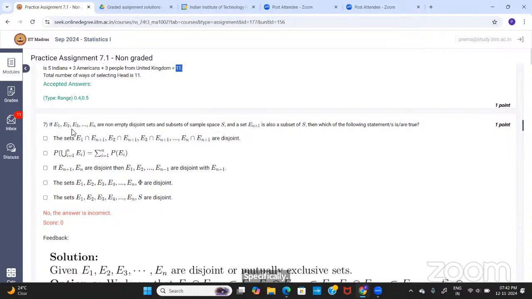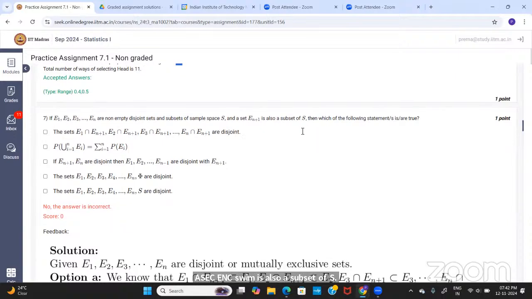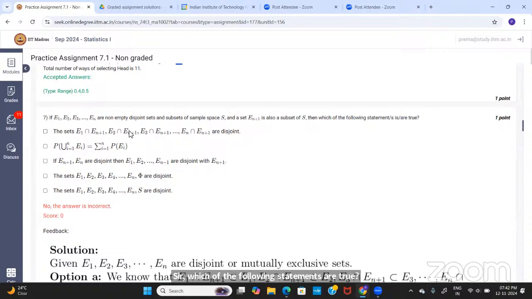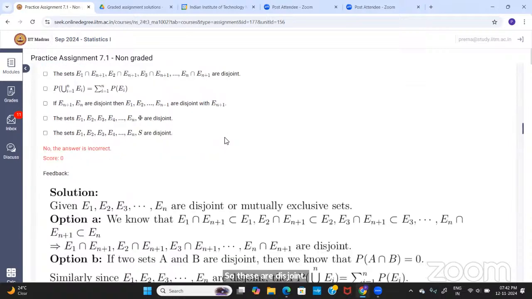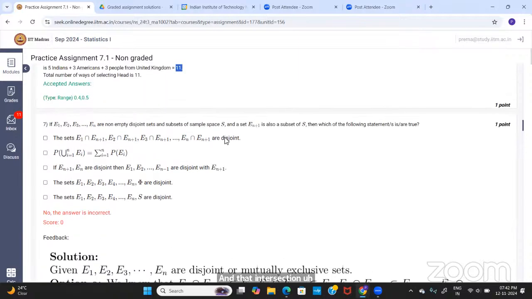So E1, E2, E3, up to En are non-empty disjoint sets and subsets of the sample space S. A set En+1 is also a subset of S. Then which of the following statements are true? First one is incorrect. So the sets E1 intersection En+1, E2 intersection En+1 are disjoint, so their intersection will be the empty set, right?